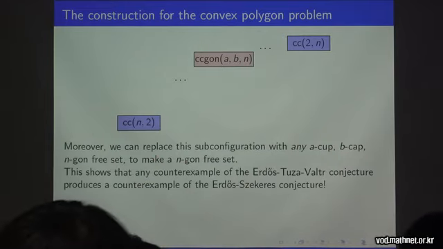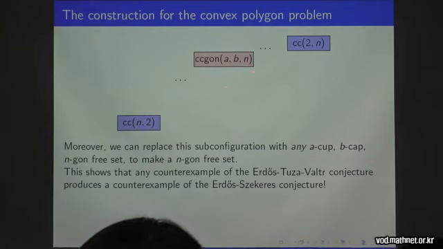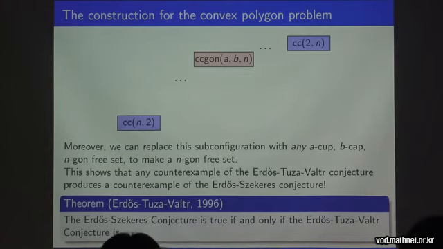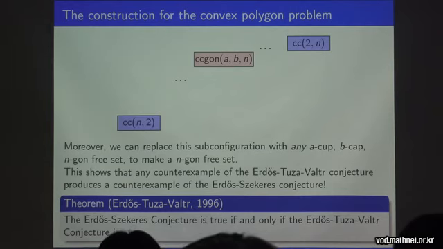So if we could improve this subsequence by more points, that is, if we found any counterexample of the ETV conjecture, then we find a counterexample of the Erdős-Szekeres conjecture. Has everybody got that? So this is how they prove that their stronger conjecture is actually equivalent to the original one.